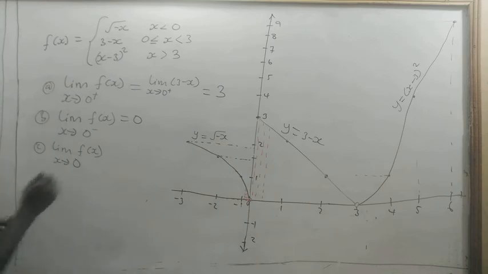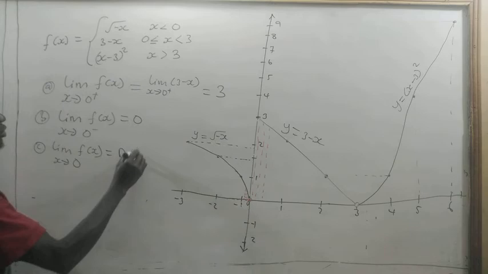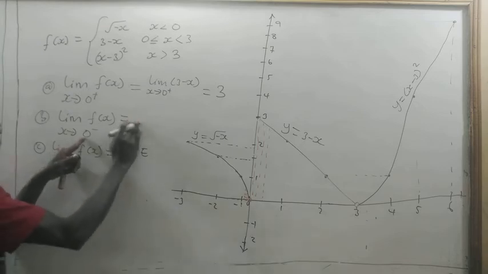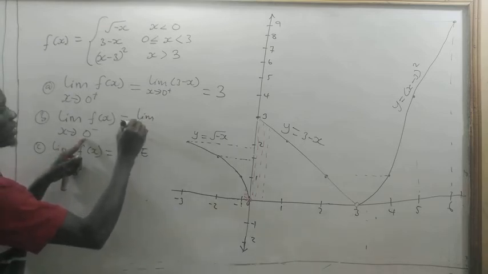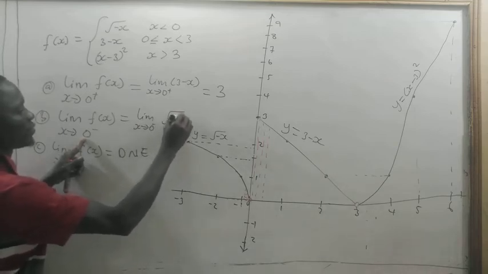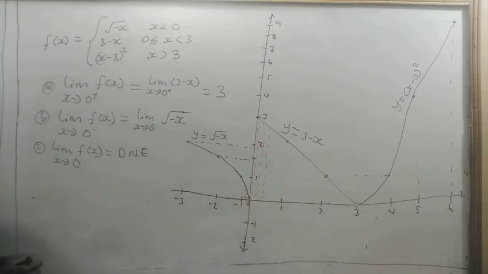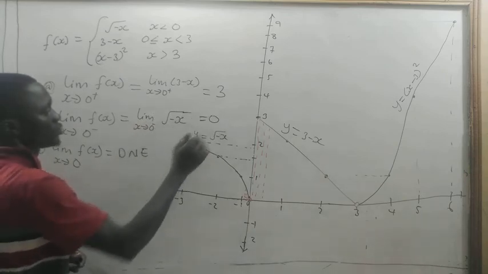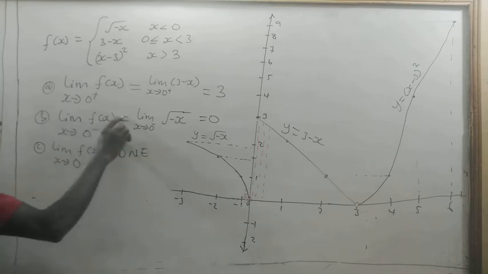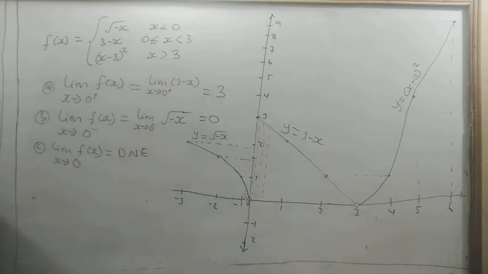Now what can we say? We say that this limit does not exist because the left hand limit is not equal to the right hand limit. And I forgot to write that here we use the limit as x approaches 0 from the left of square root of negative x, and we are getting 0 because we use this curve. So the limit does not exist because the left hand limit is not equal to the right hand limit.